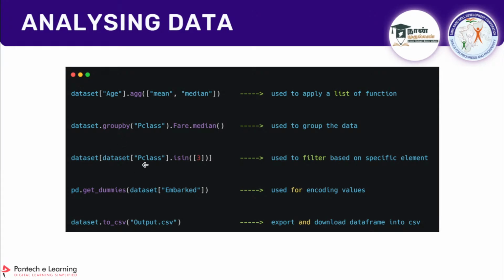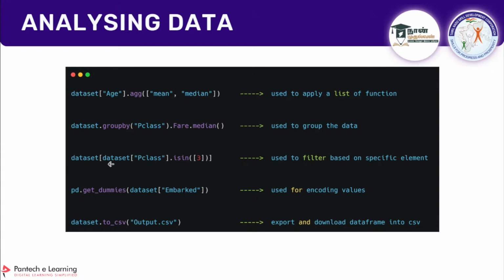And next one is isin. There is an option known as isin. So what is this isin? It is used to filter based on the specific element you want to find. So for example, in passenger class we have found 1, 2 and 3, right? In passenger class there are 3 things: first, second and third class. So I'm using that passenger class, selecting that single column and going with isin, and I'm passing the value 3 inside square brackets and going with this data set.